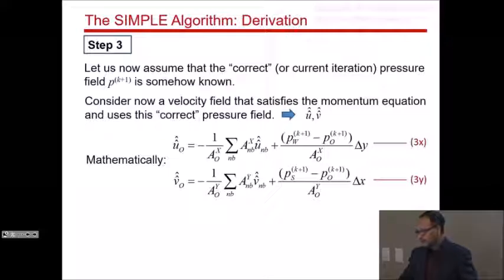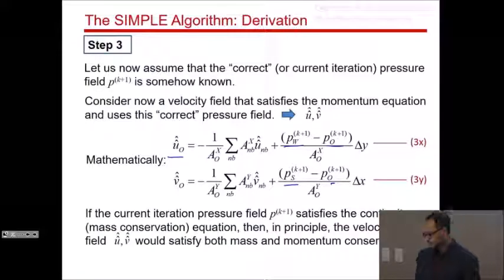So we can write the exact same equations, but instead of U hat and V hat, we are now going to use U double hat and V double hat, and instead of P^k, we are going to use P^(k+1). Exact same equation. We are now using the latest values of pressure, and as a result, the velocity field predicted would be different. It won't be U hat and V hat. We are going to call it U double hat and V double hat. Everybody with me so far?